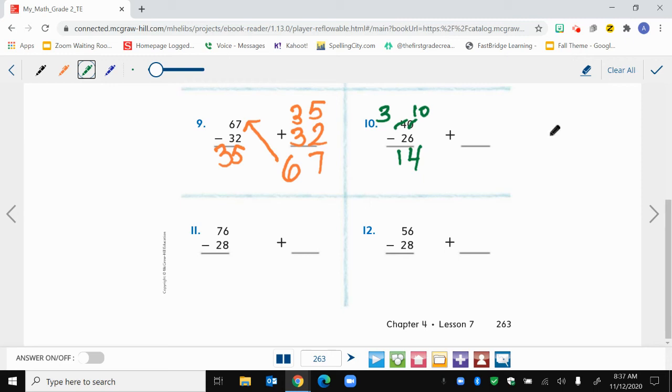So now I would take that and I would add those two together. 14 plus 26. Well, 4 plus 6 is 10, so you should have written a 0 and then a 1 up here. 1 plus 1 is 2. 2 plus 2 would be 4. So you should have got that same answer of 40.